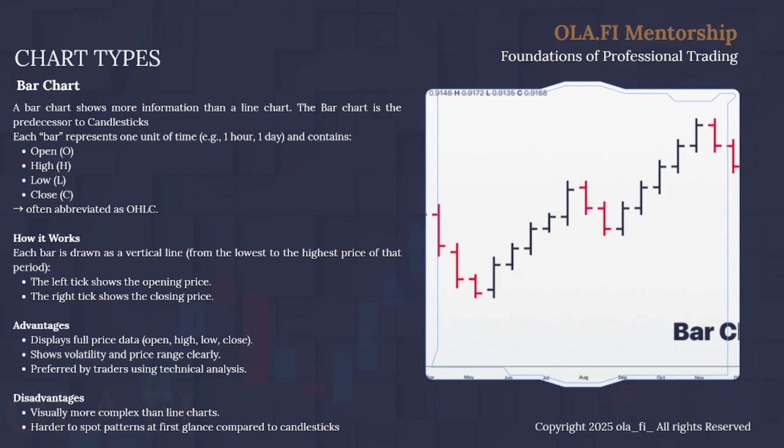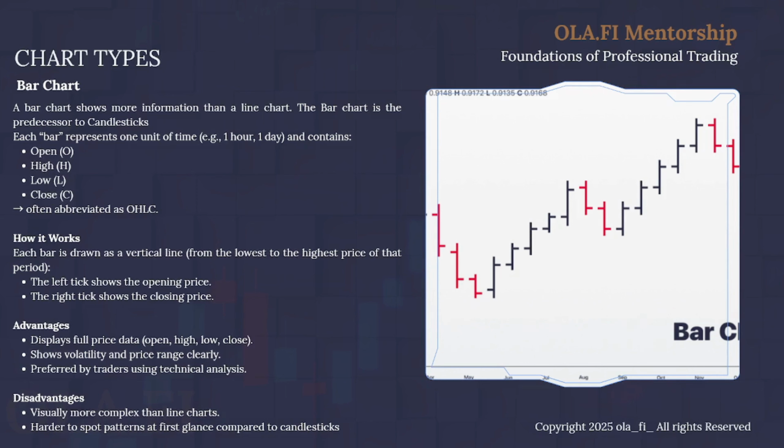Now, how this works is each bar is drawn as a vertical line from the lowest to the highest price of that period. The left tick shows the opening price, the right tick shows the closing price. If you observe the image on my right, you see that straight vertical line from up to down, and the horizontal lines on the left. On the black one, for instance, the horizontal line on the left is at the bottom, and the horizontal line on the right is at the top.